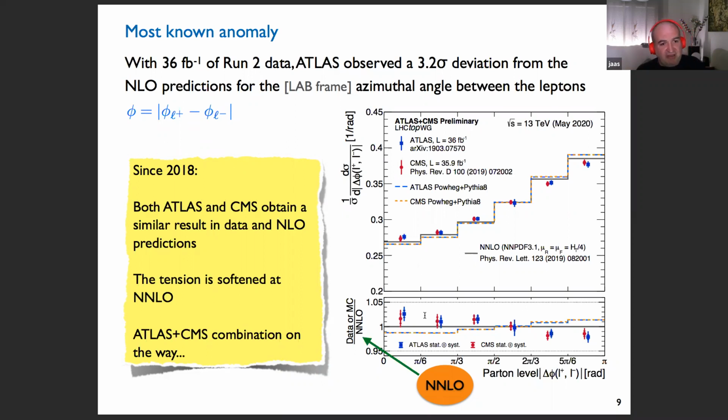In the plot, you have not only the data, but next-to-leading order, which is here, and leading order, which is the flat line. The tension is softened at next-to-leading order, and the combination is on the way, and you see that the slope seems different, even from next-to-leading. So there seems to be an anomaly.